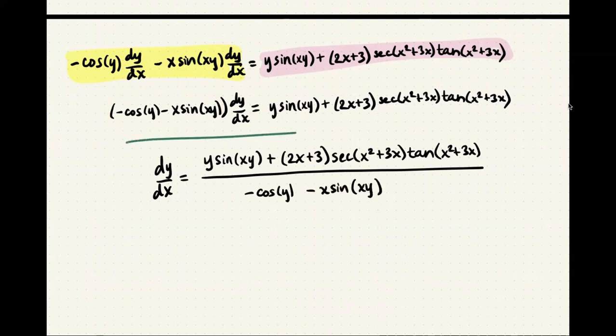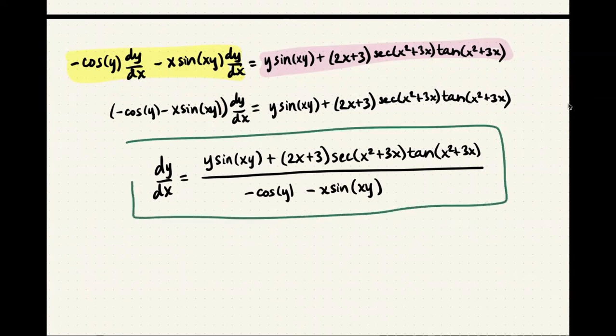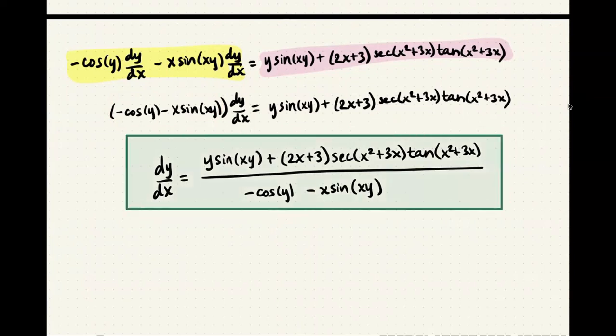And at this point, I am done. That is dy/dx for this relationship. All right, that's how you do implicit differentiation for a problem like this. Let me know if you have any questions.